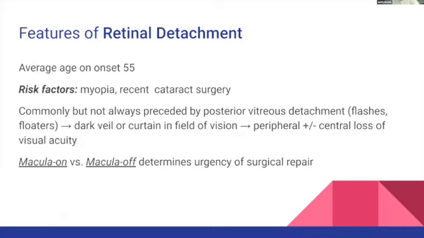So the classic story is that you have some sudden onset of flashes or floaters. Floaters are common. Like I see some floaters right now if I look at a homogeneous wall. But if you see an abrupt increase in the amount of floaters, that's concerning for a posterior vitreous detachment. And then as the retina is detaching, you'll see a dark veil or curtain classically that comes down in one of your fields of vision that can cause peripheral and or central visual acuity loss.